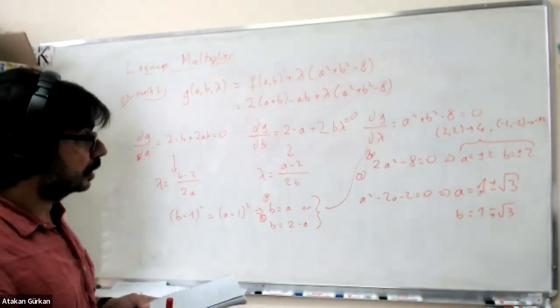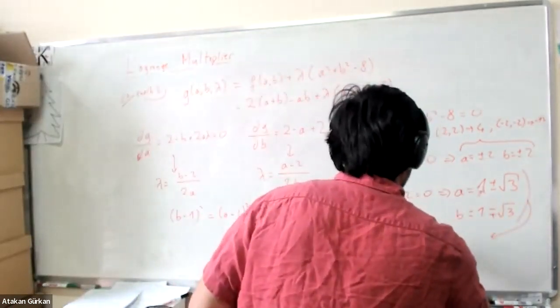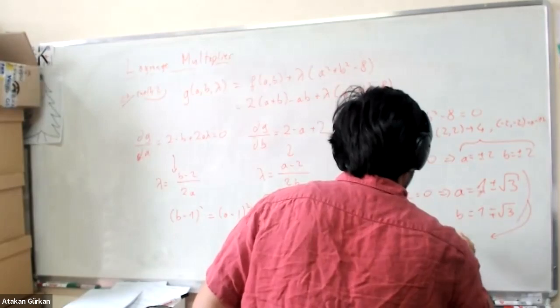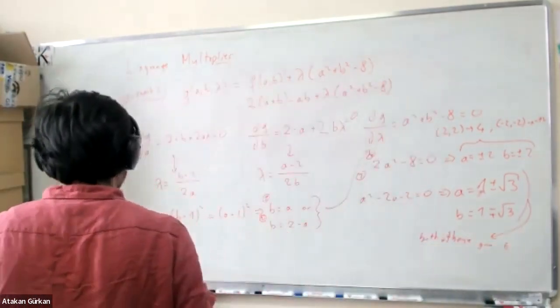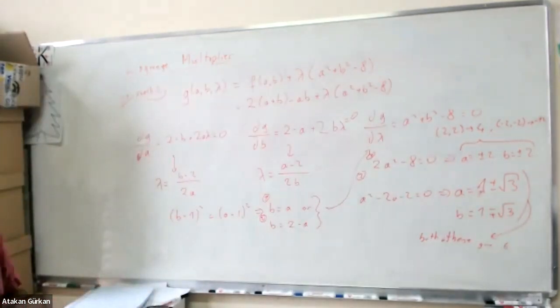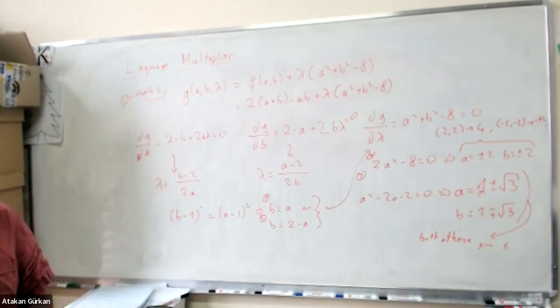And both these give 6. And so these are our maxima. And as we have seen in the plot, these were actually the maxima of that function. You could, of course, probably using Mathematica or something, make a better visualization of this. But this is how the Lagrange multipliers work.